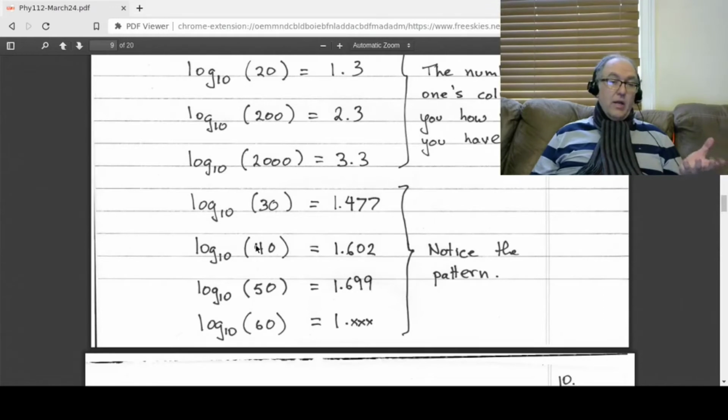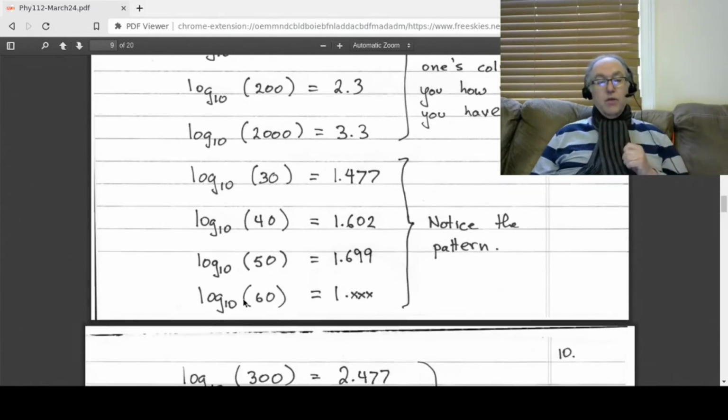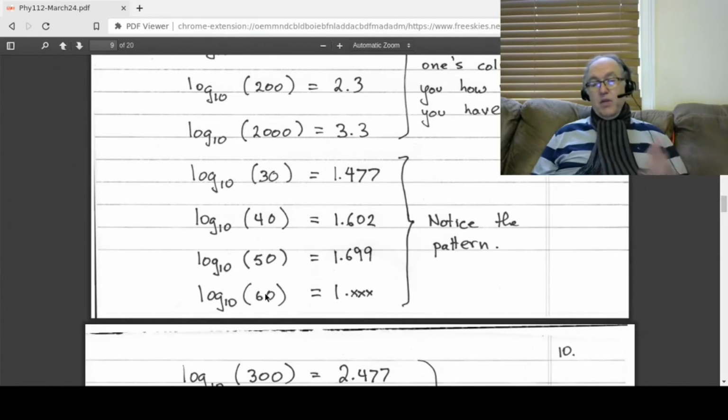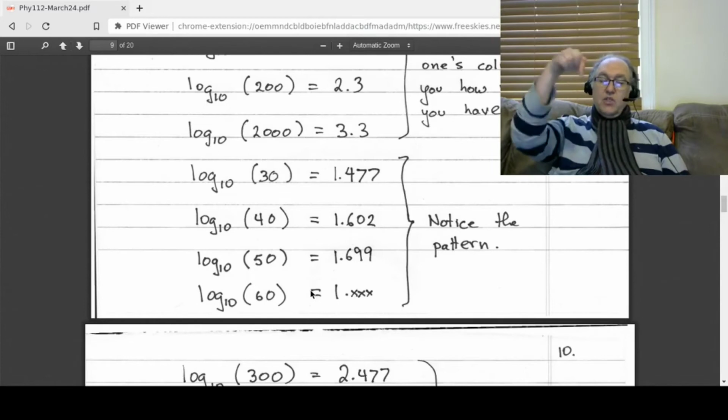The log of 40, again, there are 2 digits, so you expect the number to begin with 1 point something. So log of 40 is 1.602. 50 is still just a 2-digit number, so it's going to be 1 point whatever. Log of 60, log of 70, log of 77, log of 35, log of 67, as long as there are 2 digits, the number will always be 1 point something. So the log is kind of counting the number of digits in your number.